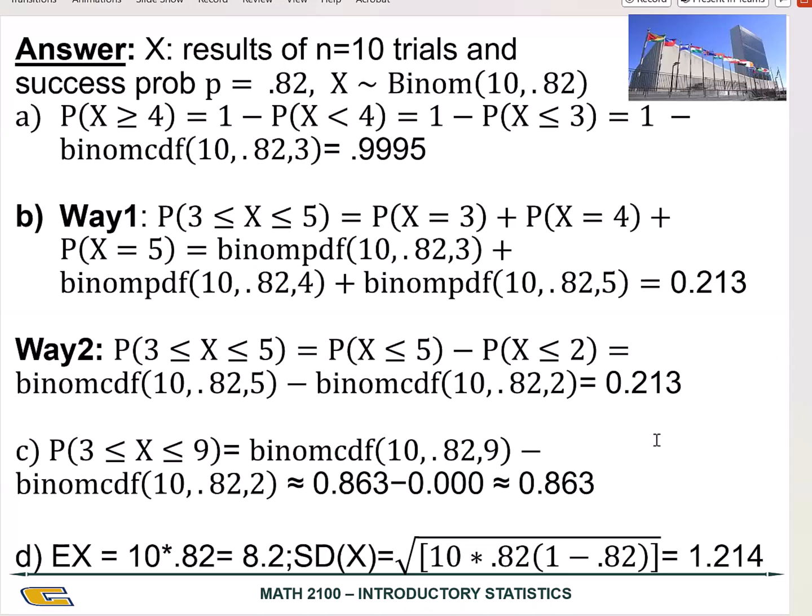And at that time, you can just do binomial CDF (10, 0.82, 9), subtract binomial CDF (10, 0.82, 2), right? So here the 9 replaces the 5 in the previous part. In part B, here in part C we have a 9. And at the end you get 0.863, which is this probability. So it's much more efficient if you follow this strategy.